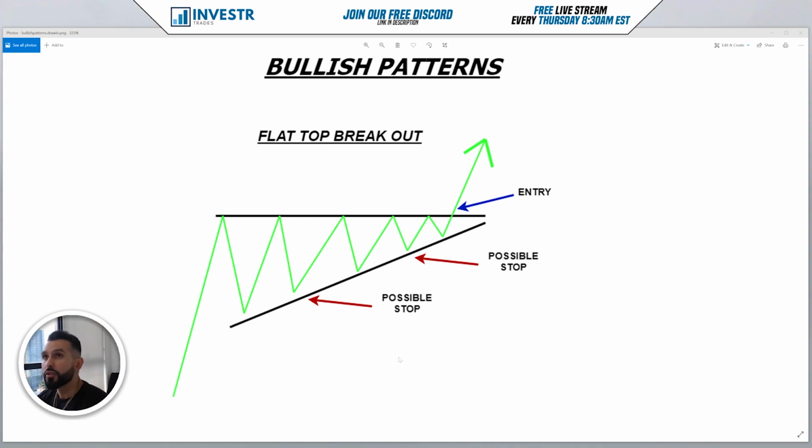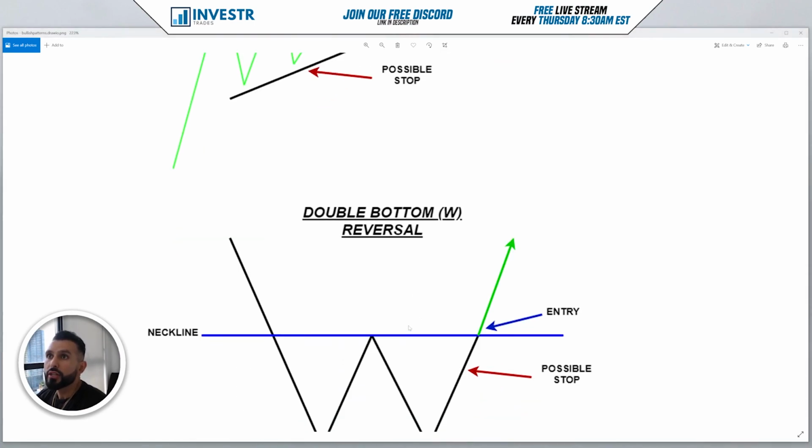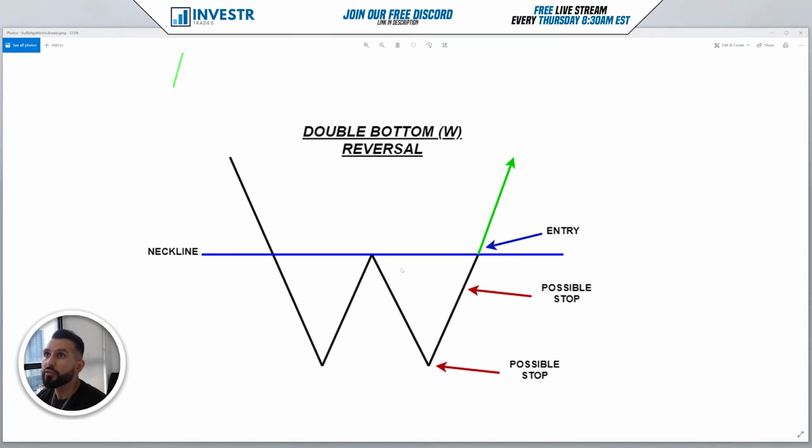Now that we've gone over the flat top breakout, another trade pattern that I love trading on the intraday level is the double bottom or the W reversal. What happens here is we have price action that is falling down, which is pretty bearish. It comes down, finds a bottom, comes up into this resistance area, and the second move down fails to break below the prior low and we bounce back up. So now we have formed what we call a W or a double bottom, and the break of this neckline would be the entry.